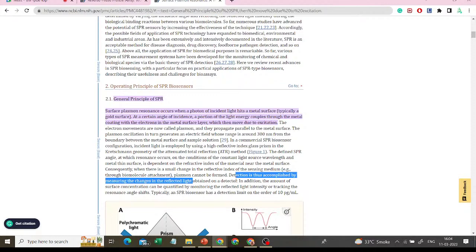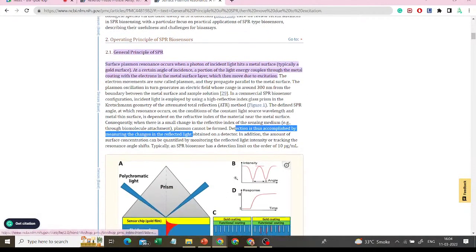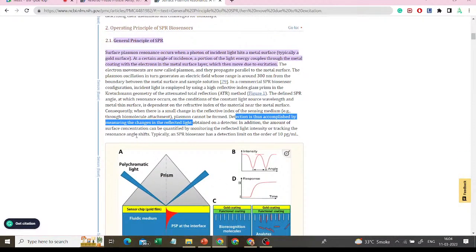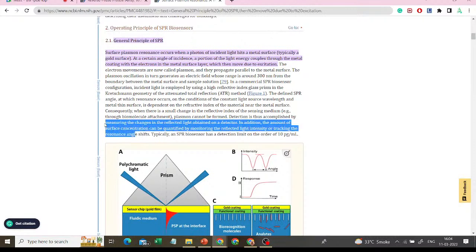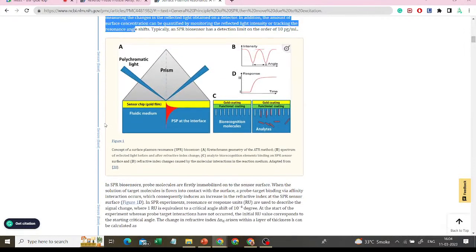So the amount of the surface concentration can be measured by tracking the resonance angle shifts. So what is the detection limit?